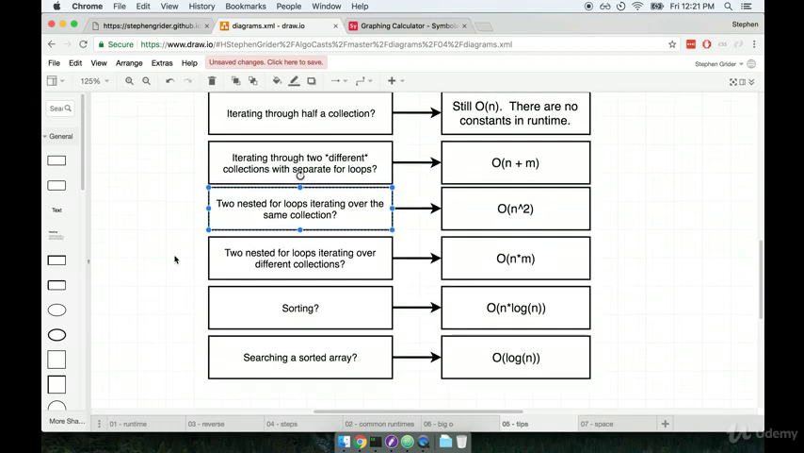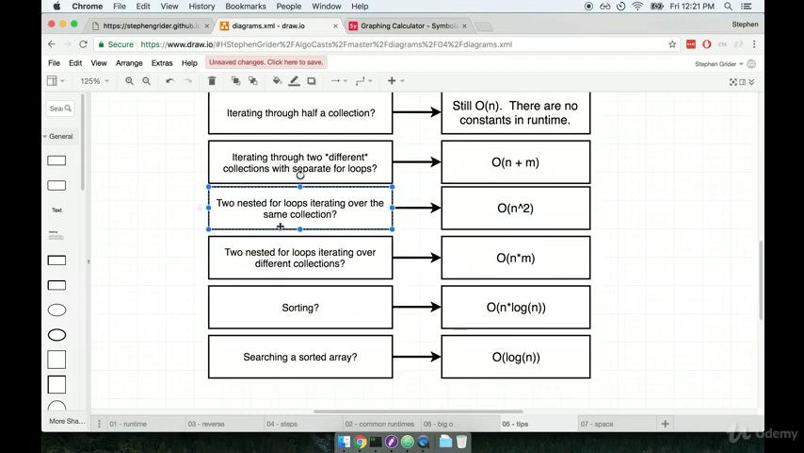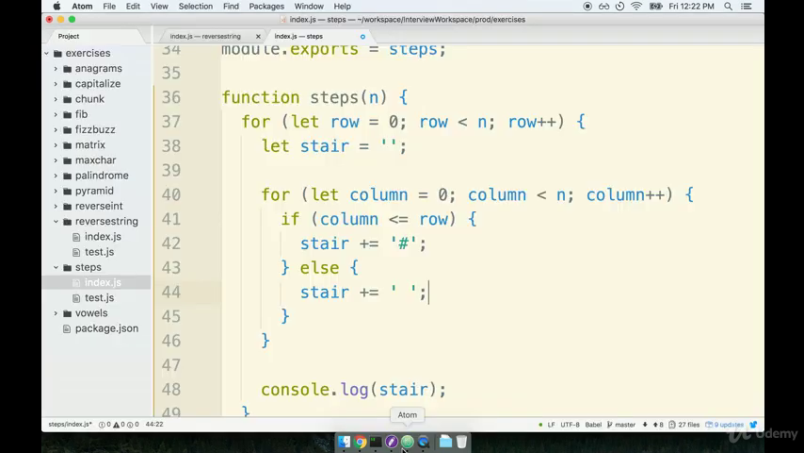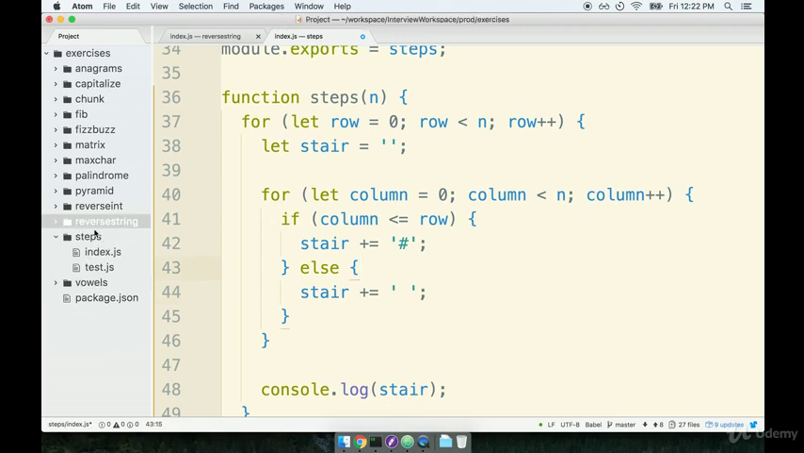Now the next one is very closely related. If you ever see nested for loops, a nested for loop is a big red flag. If you ever see nested for loops iterating over the same collection, so the same collection of records, very likely you have quadratic runtime or n-squared complexity. And a great example of this was the stair algorithm and the steps algorithm right here.